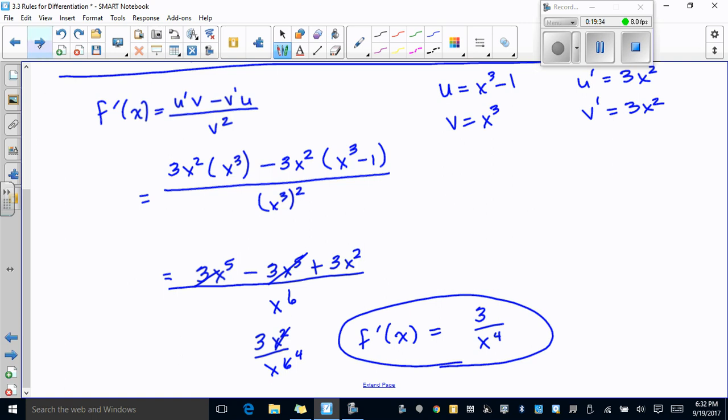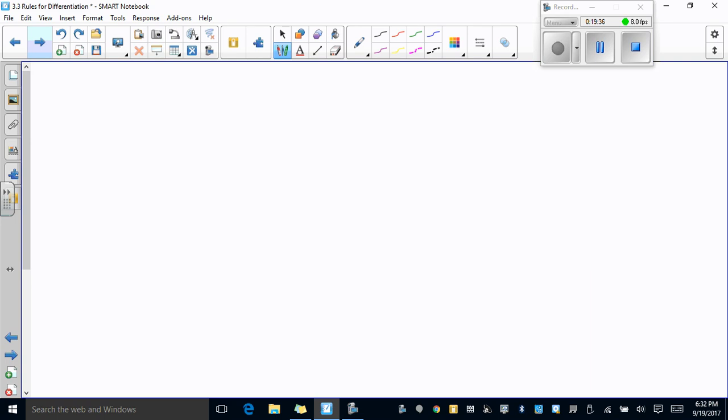Okay, and that is day 2. All we did was product rule and quotient rule. And you can see that it can take some time. So get some practice in there before we get into the next one. Good luck.